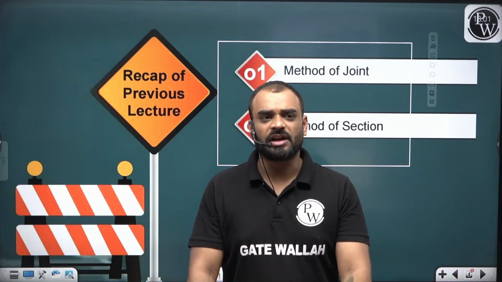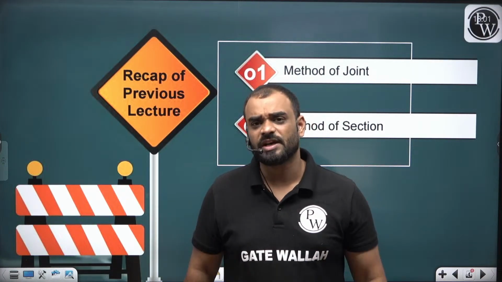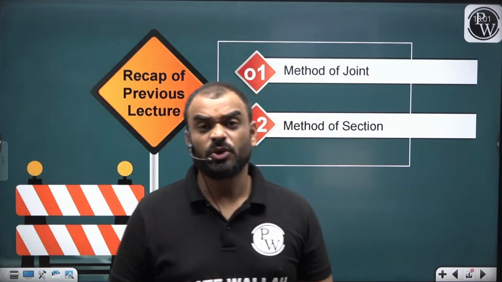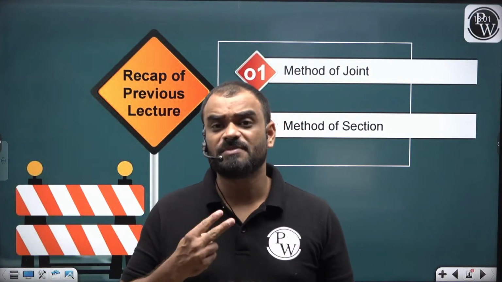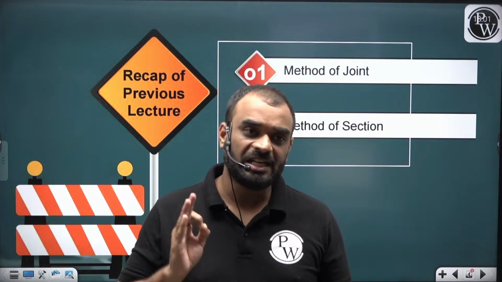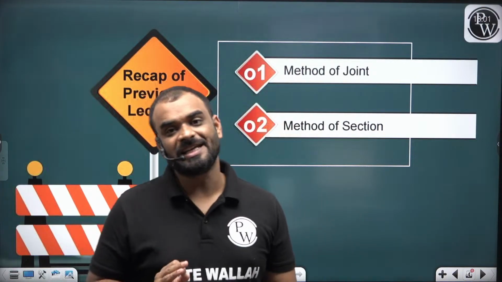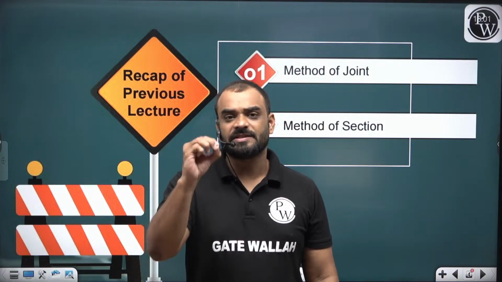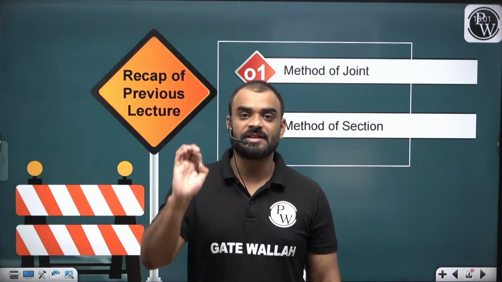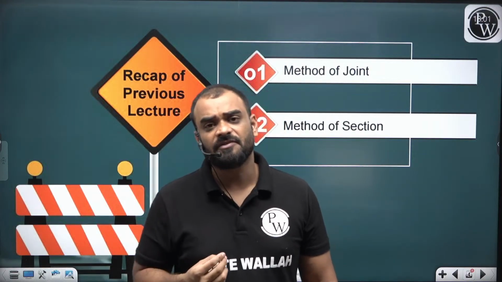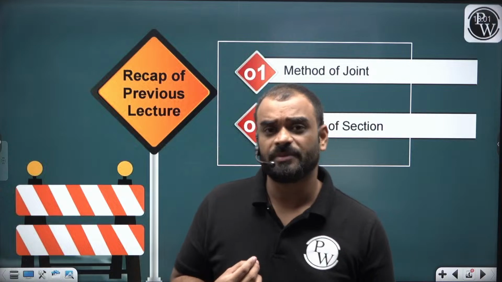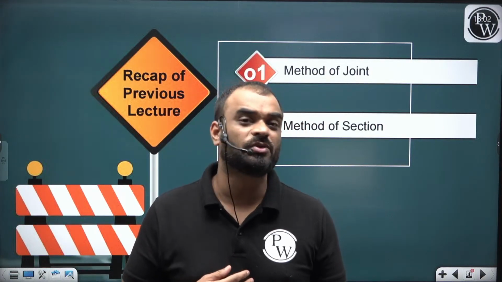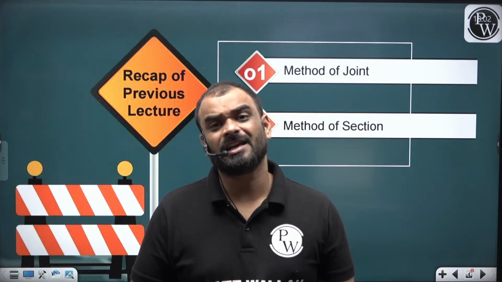Let me give you a very quick overview, a quick recap of these methods. Guys, do you remember we have two types of equilibrium equations? One is static equilibrium equations and the second is joint equilibrium equations, correct? Static equilibrium equations are summation Fx = 0, summation Fy = 0 and summation Mz = 0. Similarly, we have two joint equilibrium equations, which are summation Fx = 0 and summation Fy = 0. Summation Mz = 0 is not available at any truss joint.